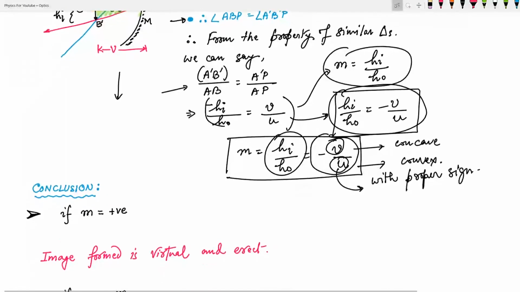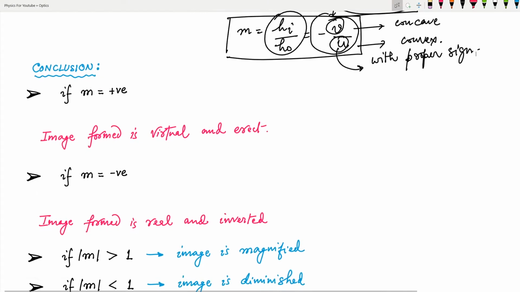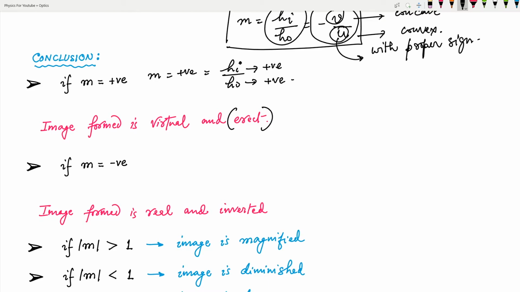Okay, now if this is clear, let's move on to the concluding part, that is the conclusion of magnification. Now we can say that if magnification is positive, the image formed is erect, because if m is positive, that means hi by ho has to be positive, and ho is obviously positive. Therefore we can say that the image formed is actually erect, and we know an erect image is always virtual. So simple as that.